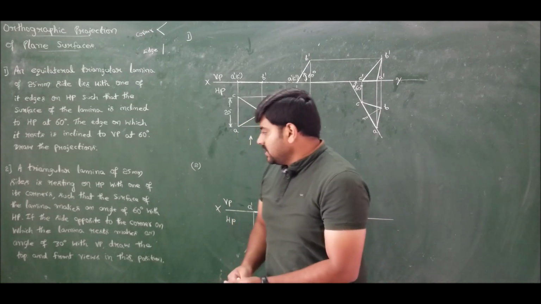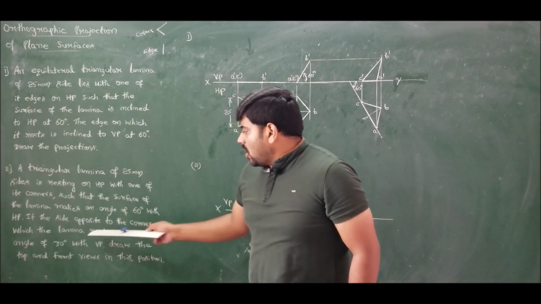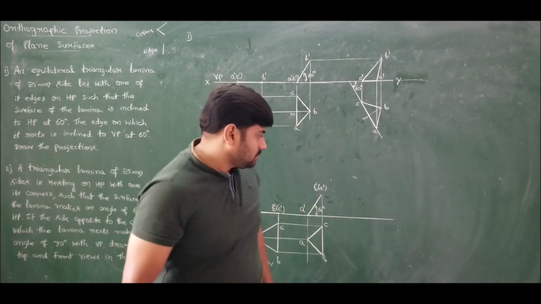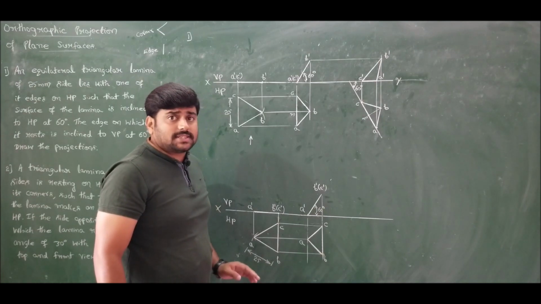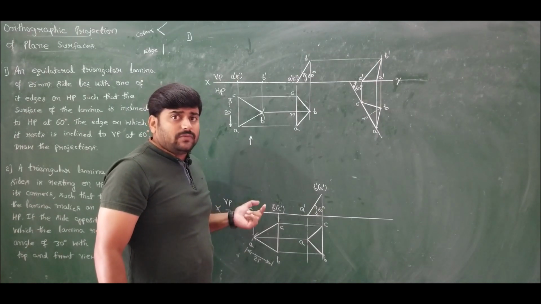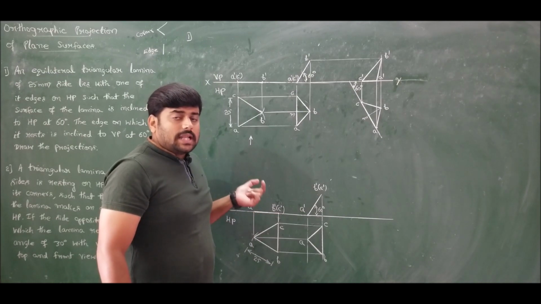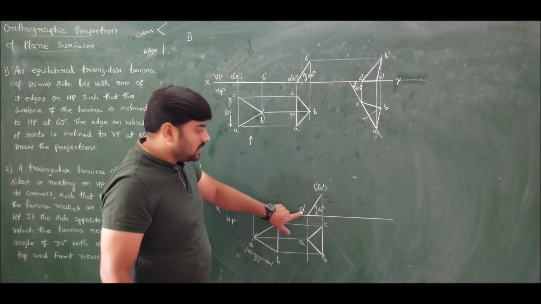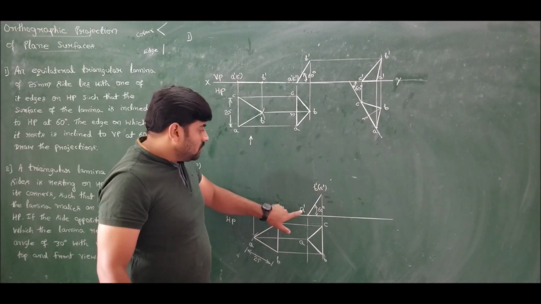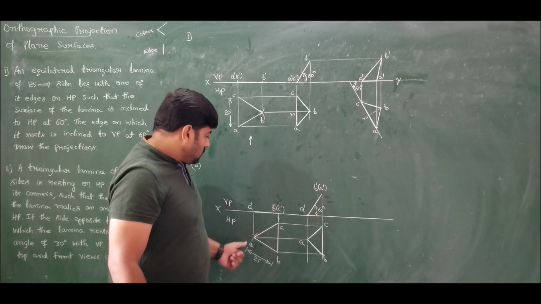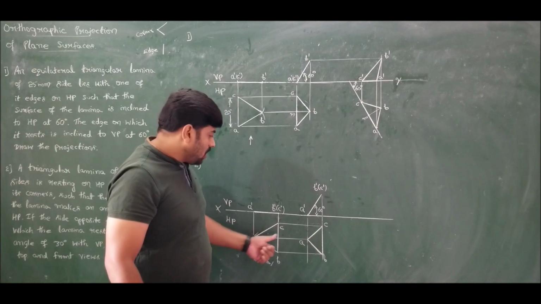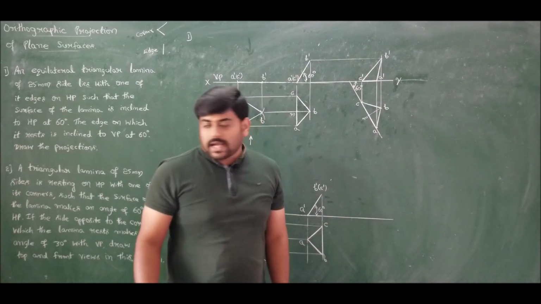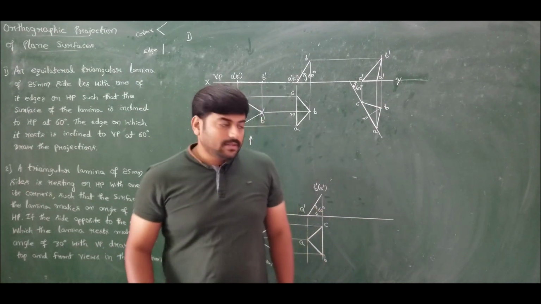What is the final or third position? The side opposite to the corner on which the lamina rests makes an angle of 30 degrees with VP. Which is the side opposite to the corner on which it rests? As I said, the second position front view will give us the details of the lamina on which it is resting. Here if I observe, it is resting on corner A dash, right? So the edge opposite to the resting corner A dash is B dash C dash. So therefore BC should be inclined at an angle of 30 degrees to VP.